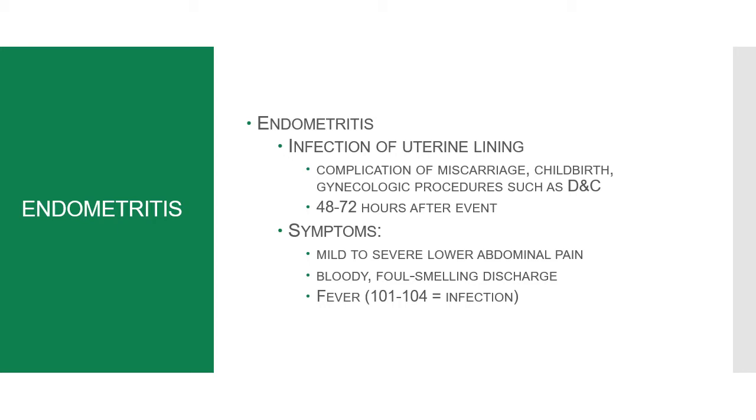And so this could be after miscarriage, childbirth, or gynecologic procedures such as D&C or a surgical termination, or some sort of surgery to remove a tumor or a fibroid. So typically what happens is 48 to 72 hours after the surgery, the infection begins, and the person will have mild to severe lower abdominal pain, bloody, foul-smelling discharge, and a fever.